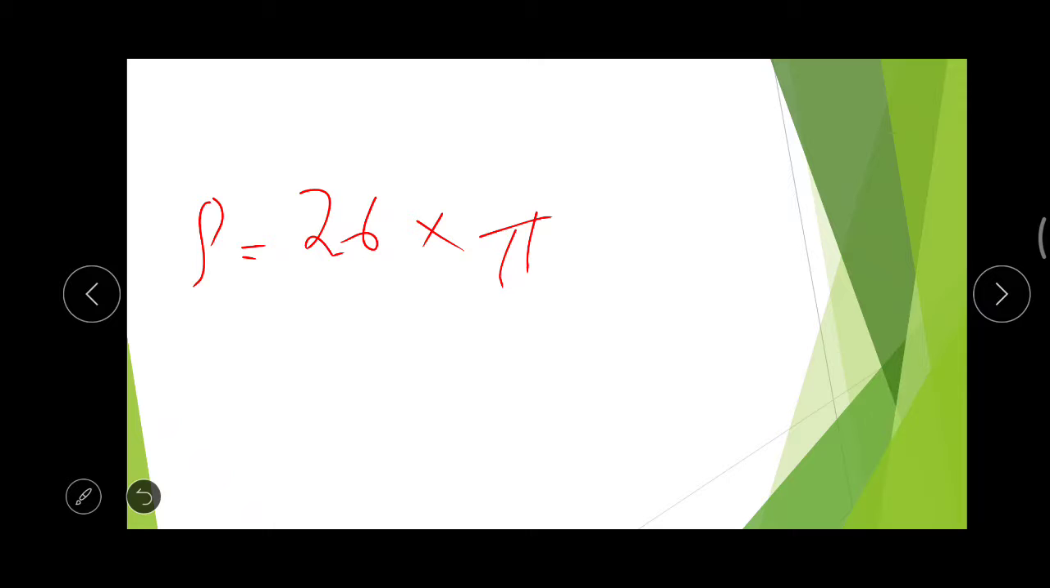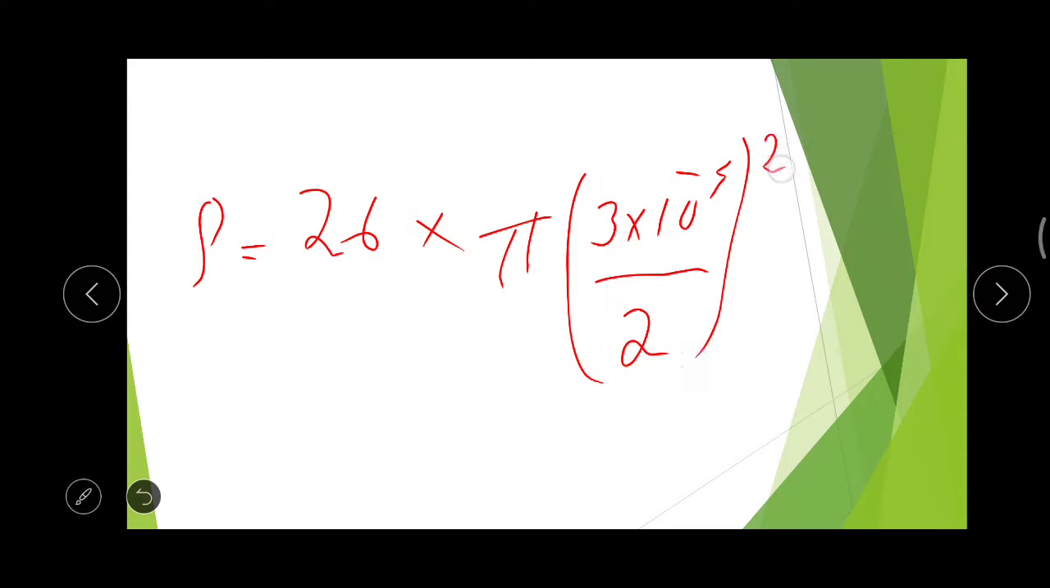So that is the d value. If you want to find out the r value, you have to divide by 2, that is 3 into 10 raised to minus 4 divided by 2, the whole square, all divided by the length value. Here L is equal to 1 meter, so you don't need to write that one, because a value divided by 1 will be that value only. Okay, so all divided by 1.